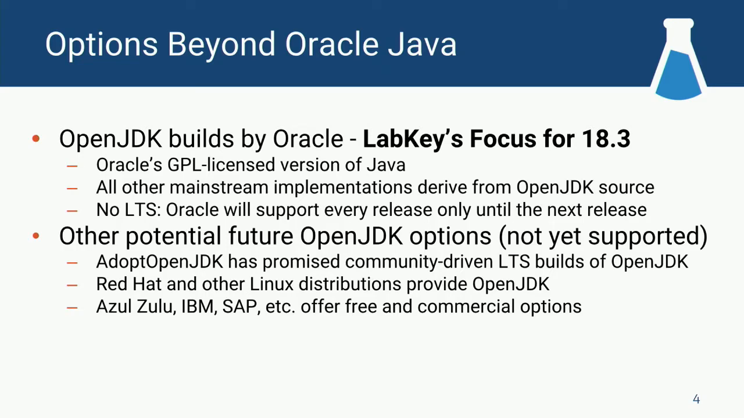Now there's some other ways to get OpenJDK, right? So this is open source. Other folks are making builds of this source code. They're making modifications, they're shipping it, they're supporting it. So some of those options, just to mention them: AdoptOpenJDK is a community-driven project that has promised to produce builds of the OpenJDK and to support those builds with long-term support.